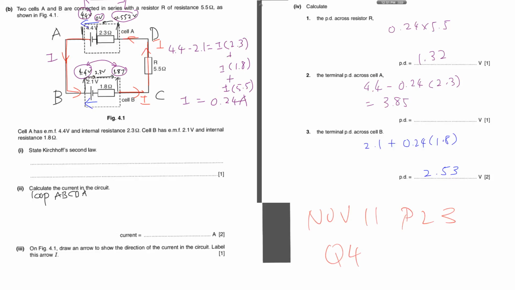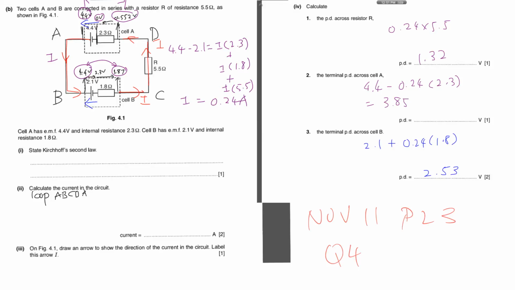So if I move this way, my direction of travel and my direction of EMF, 4.4 volts is same or opposite? Same. So it's positive 4.4. What about from here? I'm going here, but my EMF is this way, right? So it's positive or negative? So it's minus 2.1. Now, what about for PD? PD is easy because all the currents are in the same direction here, and we are also traveling the same direction. So all the PD will be positive or negative? Positive. So therefore, the PD here will be I times 1.8, I times 5.5, I times 2.3. So you group together the I, factorize it, and you should be able to get your current as 0.24 amperes.